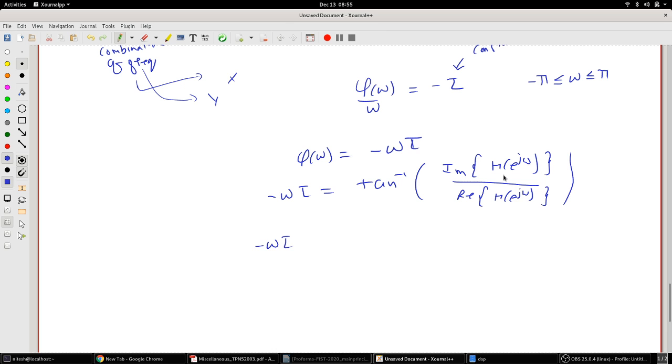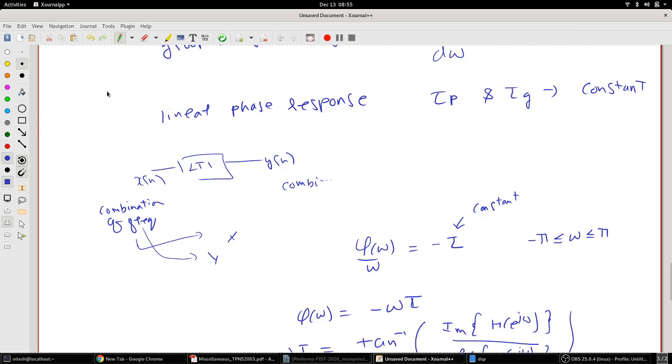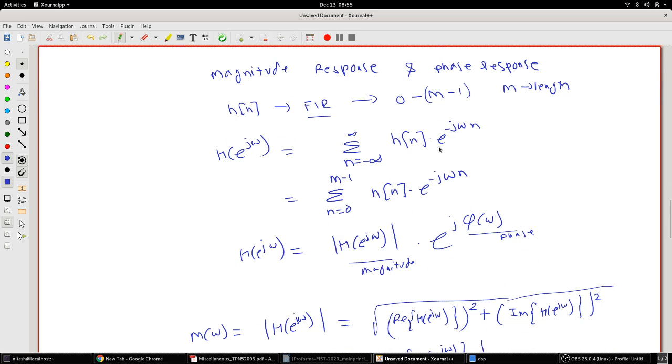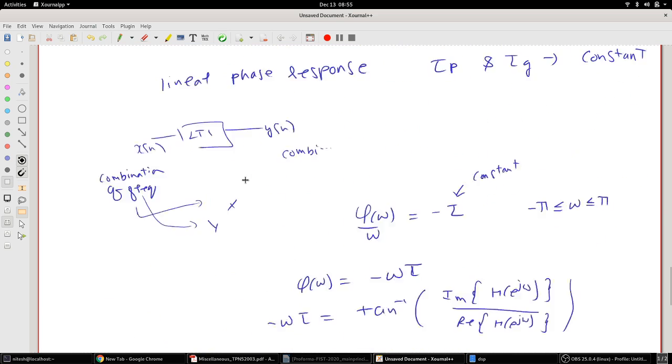So what is the imaginary part of h of e raised to j omega? I already know that h of n is this, right? So where I can write this as summation n equal to minus infinity to infinity h of n into cos omega n minus summation n equal to minus. So I'll just pick this up, this guy here. Okay, let me just, yeah.